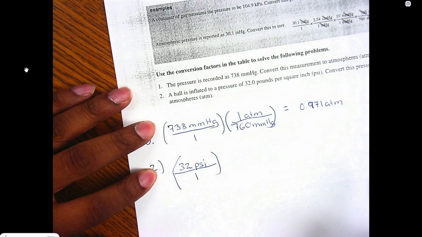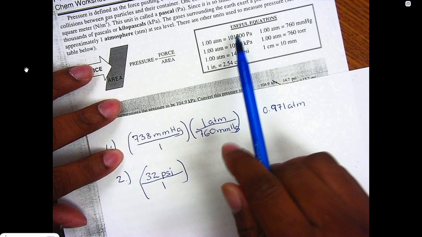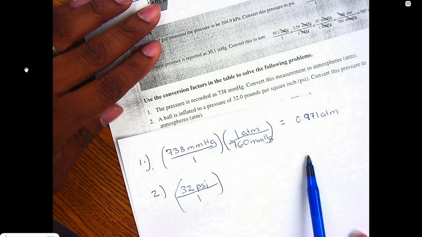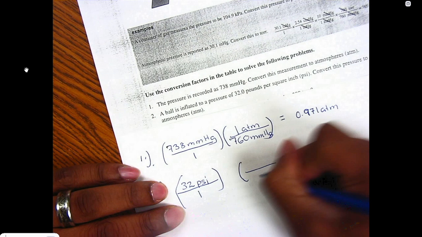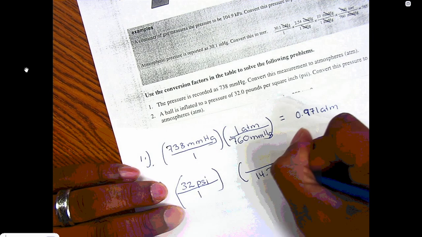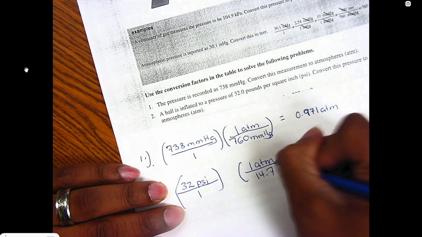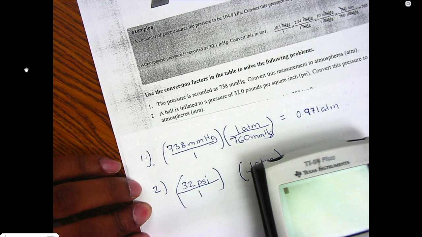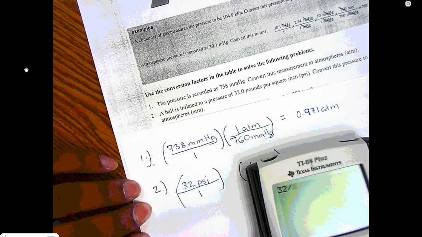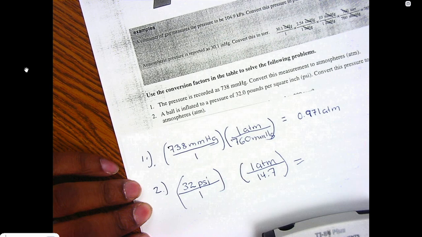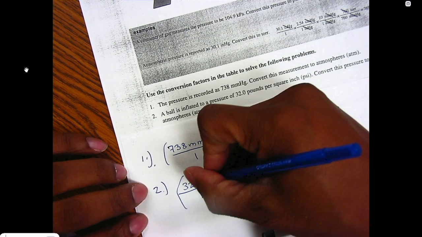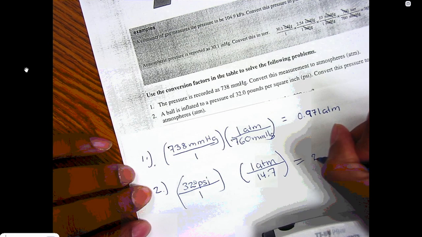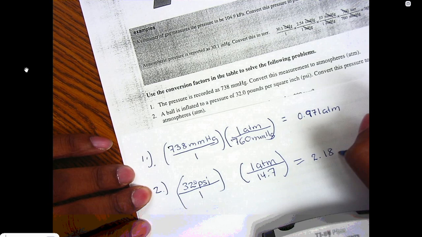Well, the conversion that I'm going to pull from here is this guy here. 14.7 PSI is equal to 1 ATM. And so to solve that, I simply put my 14.7 PSI on the bottom, my 1 atmosphere on the top, and then I divide by taking the 32 and dividing that by 14.7. And again, depending on how many significant figures I want to use, I think I'll go ahead and use 3. My answer would look like 2.18 ATMs.